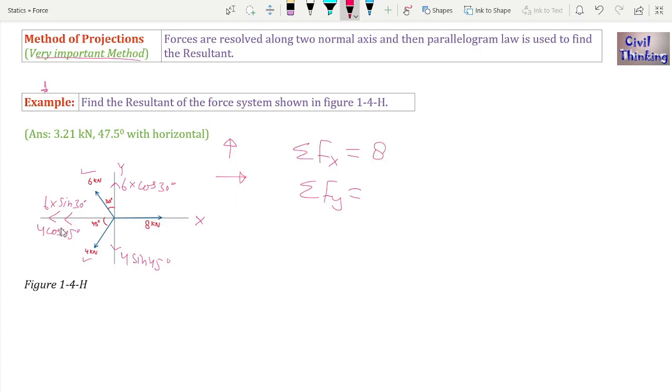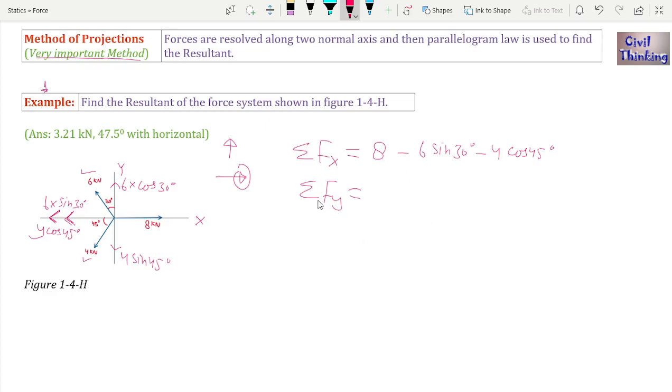Now here is 6 sine 30 degree, it is in the opposite direction, opposite to this, so it is negative, so negative 6 sine 30. Then we have 4 cos 45 again in the opposite direction, so it will be negative, minus 4 cos 45 degree. Is there any other force in the x direction? No, just 8, 6 sine 30 and 4 cos 45, right? So all of this is the summation of forces in the x direction.